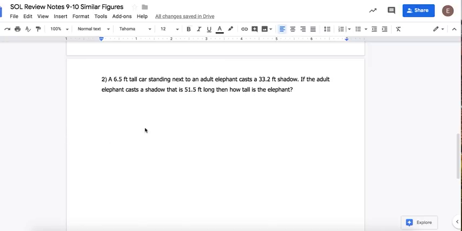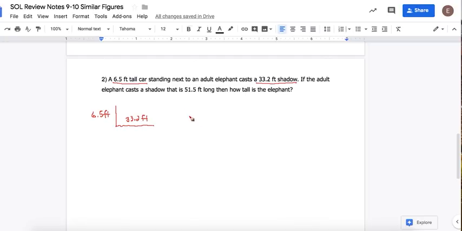it would be helpful if we drew a picture here. Now, am I an artist? No, I'm not even going to draw a car and an elephant. I'm just going to draw something that can help me see which sides match. So this is my car. I'm just drawing a stick. And here is my shadow, a 6.5 foot tall car standing next to an elephant casts a 33 and 2/10 foot shadow. Let's underline these. Okay, so here's my shadow of 33 2/10 feet.